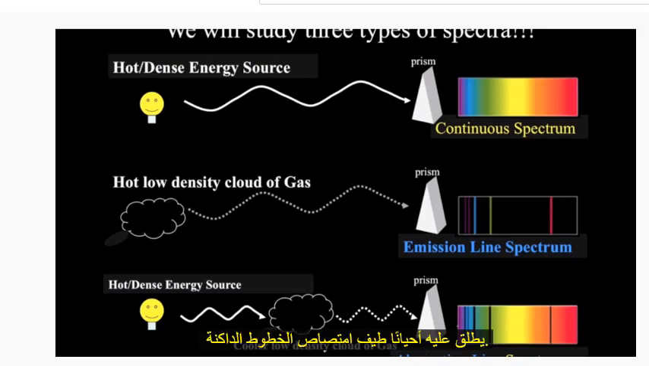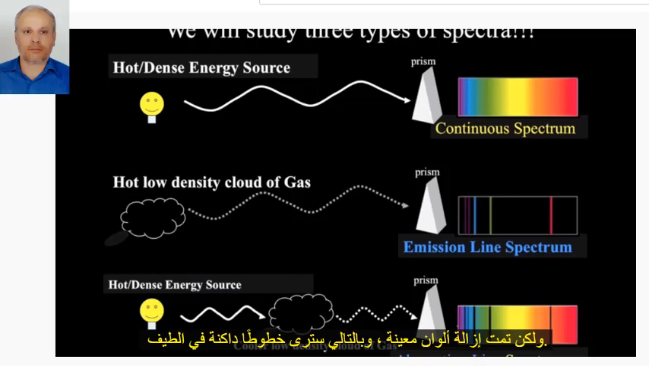Sometimes it's called a dark line absorption spectrum, and this is where it looks like there's a continuous background, but certain colors have been removed, and so you'll see dark lines in the spectrum. Let's talk about how each of these are produced.